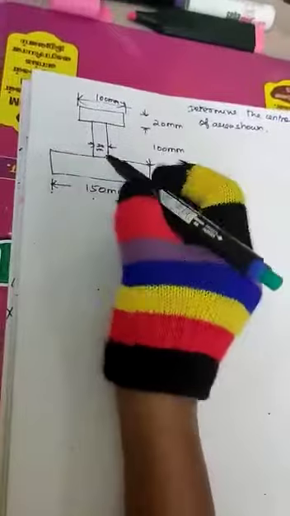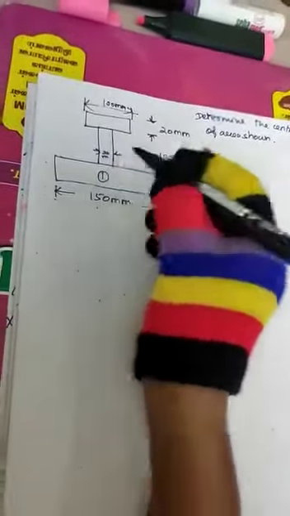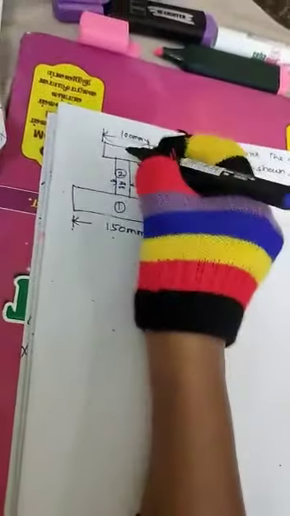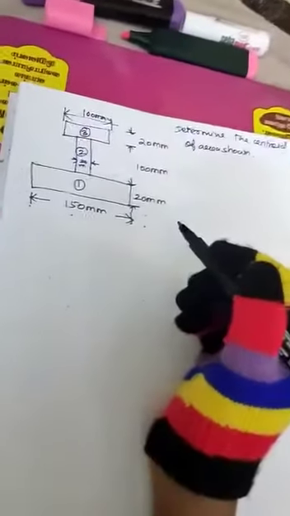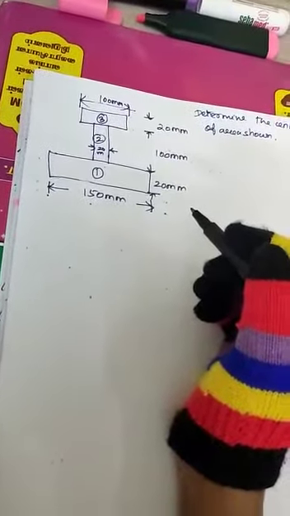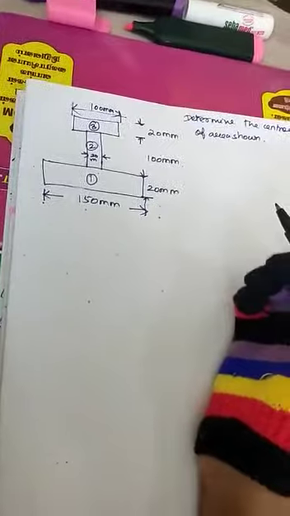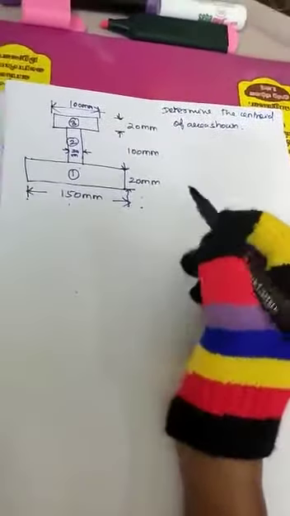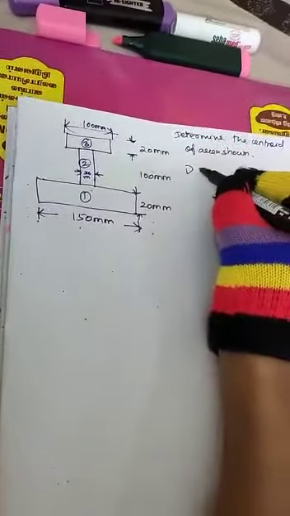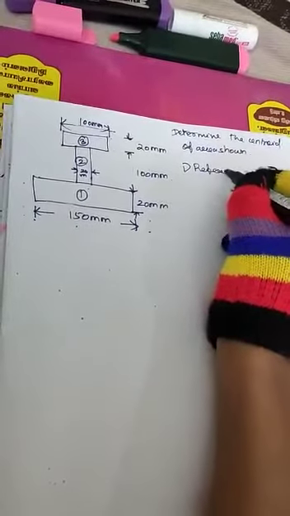I can divide this I section into a number of rectangles. 1 rectangle, 2 rectangle, 3 rectangle. For a rectangle I already know the formula: x bar is b by 2, y bar is d by 2. Simple, right? We'll go with the steps for centroid. First step is drawing of reference axis.